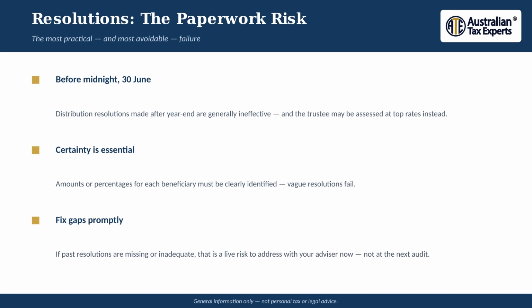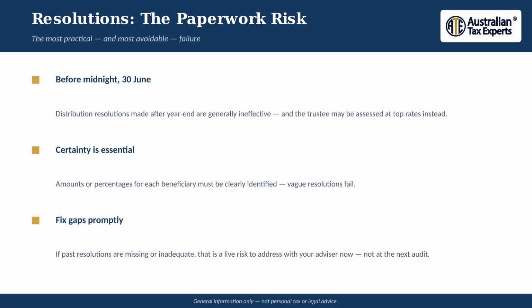From the dramatic to the mundane, and the mundane loses just as much money. Trust distribution resolutions must be made before the end of the income year. In practice, before midnight on the 30th of June. A resolution made even days later is generally ineffective. And where no effective resolution exists, no beneficiary is presently entitled, and the trustee can be assessed at top marginal rates by default. The resolution must also be certain.